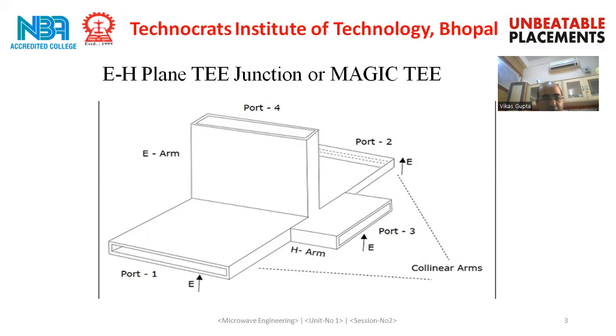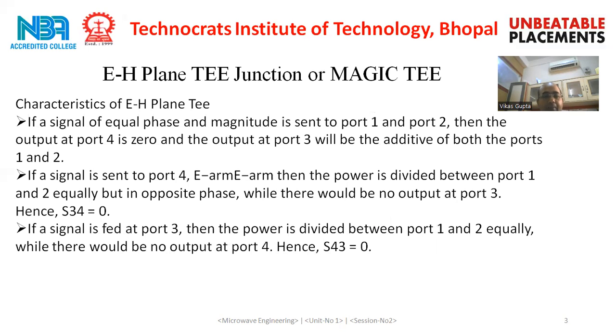The input will be equally divided between port 1 and port 2, but in opposite phase. So these are the properties of this E-H plane T, and mind it students, this property will help us to prepare the scattering matrix of the magic T. Okay, so this is the first statement which I have read, and you people are probably able to understand.